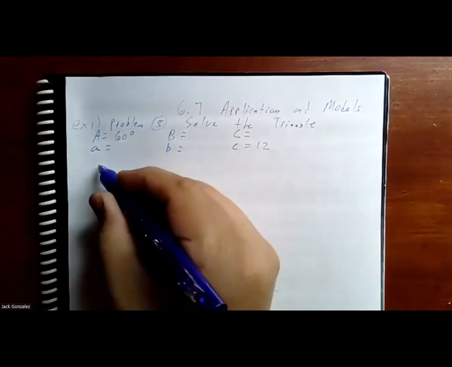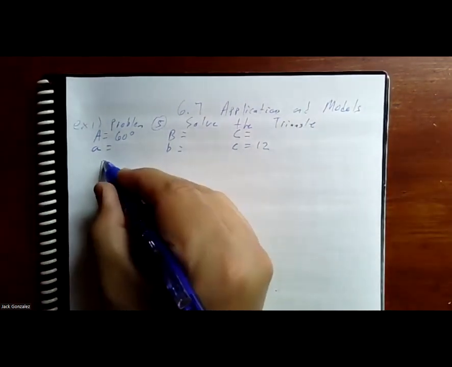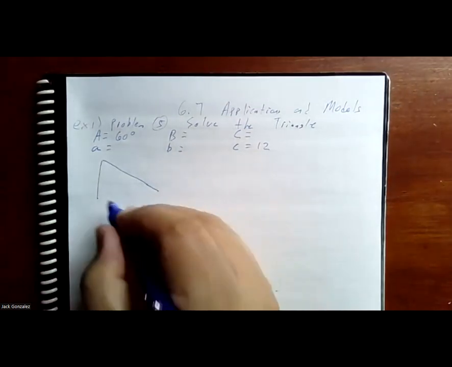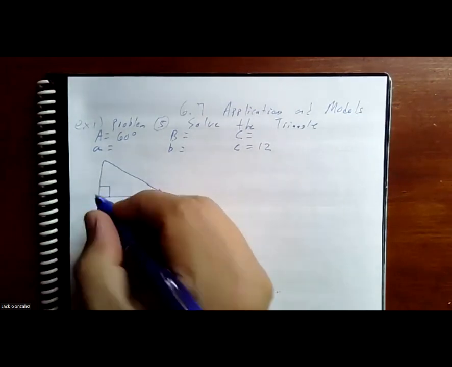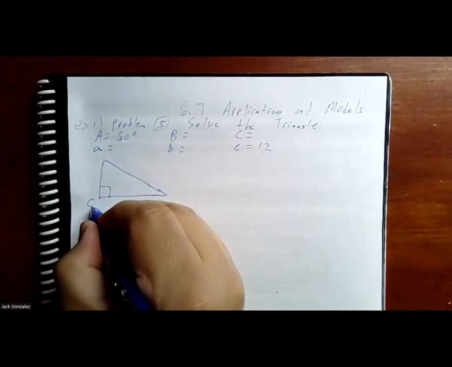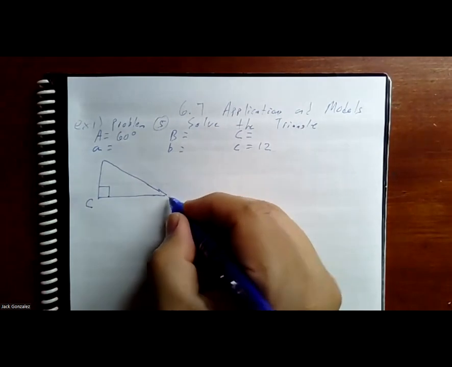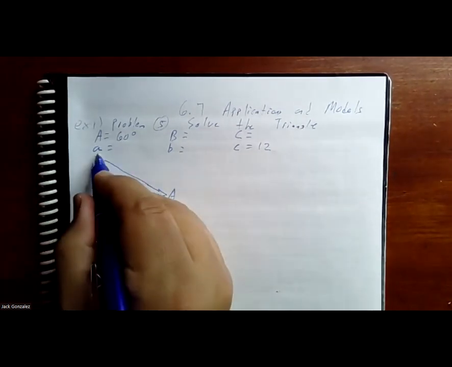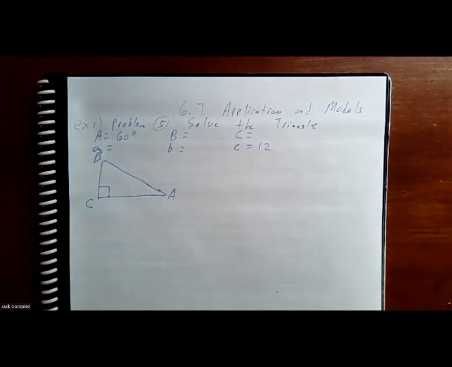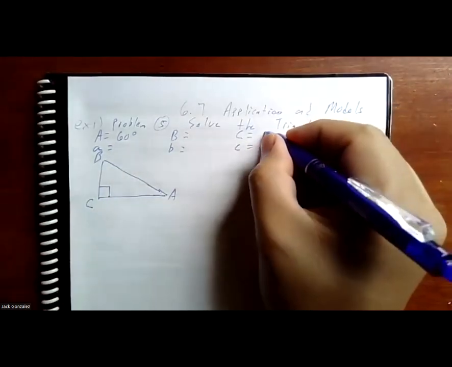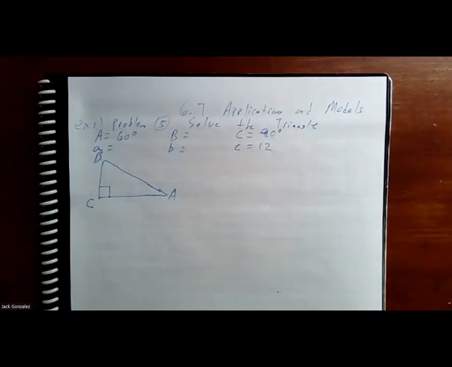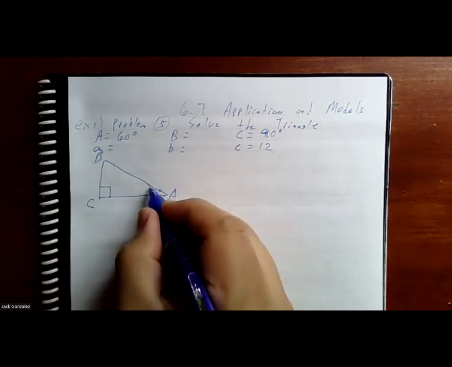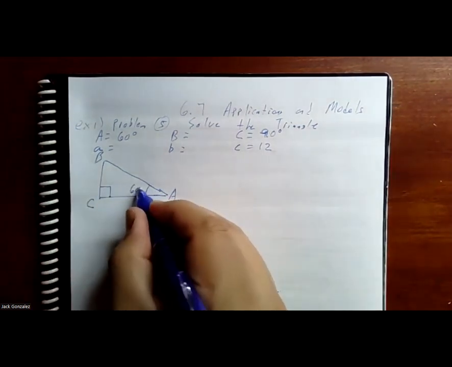Now, technically, this is a right angle, right? So since it's a right angle, we actually have a right triangle. We actually have 2 known angles. So they tend to label the right angle as C, and the other angles are A and B. Okay. So this is actually 90 degrees, and this angle is 60 degrees.